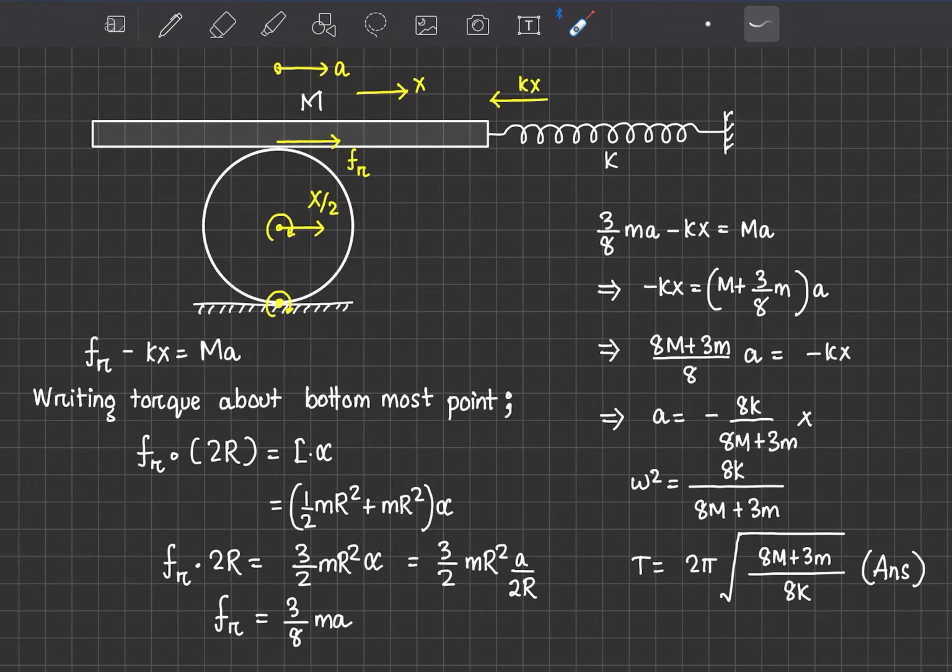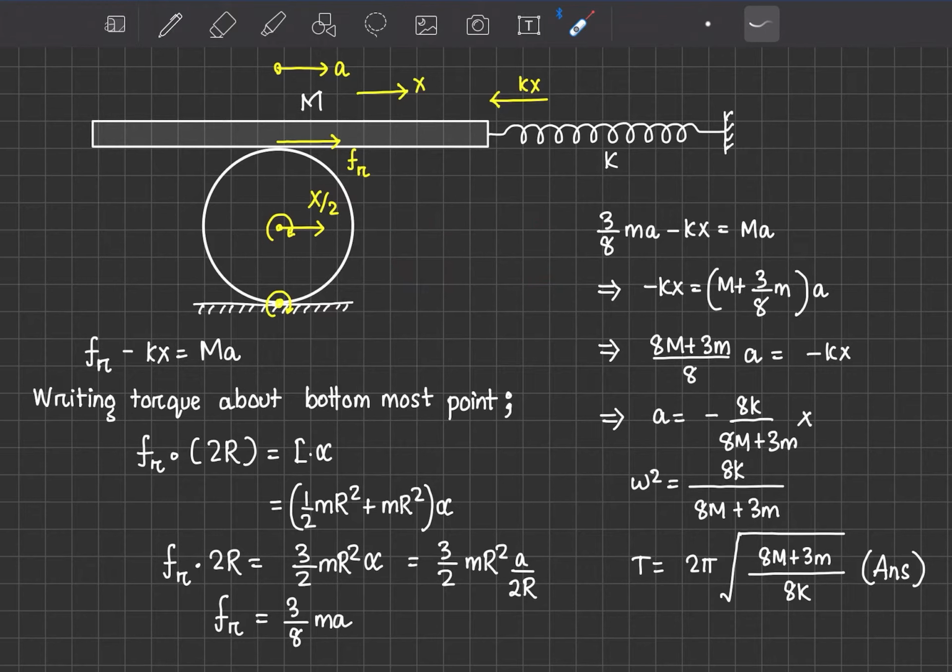Now, to get the time period, we need the equation in this format, right? a equals minus omega square into x. We need it in this format. But we have a friction which is not helping us here. There is an extra friction. So we need to substitute the friction value with something else, right? We need the relation between friction and acceleration. Friction is a force, so let's try to write friction in terms of acceleration. How can we do it?